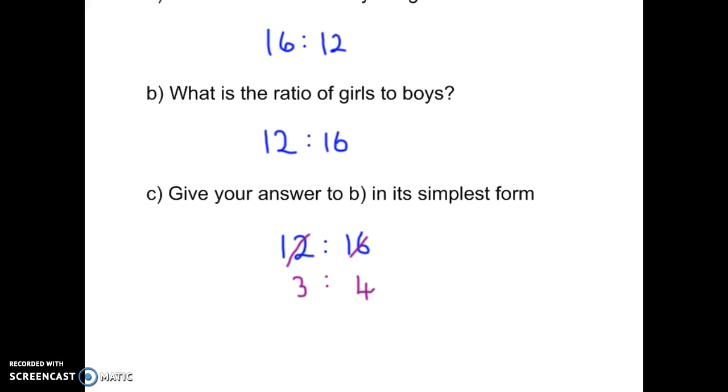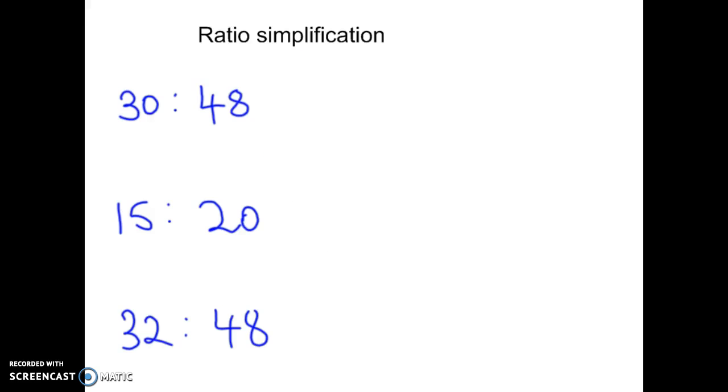So let's move on. I'm just going to go through a couple more and then put some up for you to pause the video and have a go at. So looking at these two, number of different ways I could go. I've noticed that I can divide both of these by 3. So that would give me 10 to 16.